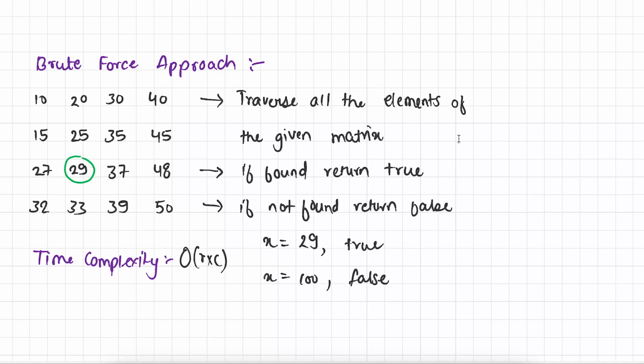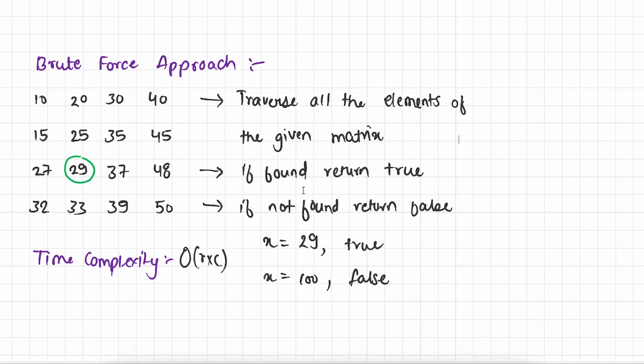But the problem arises when we compute the time complexity of this approach. We are traversing each element at least once, so the time complexity comes out to be big O of R into C, where R is the number of rows and C is the number of columns. In this case, the number of rows is 4 and the number of columns is also 4, and 4 into 4 is 16. So we need to run the loop 16 times to search whether the number is present in this matrix or not. This is quite strange. This complexity is too much, and we have to do something to reduce it.